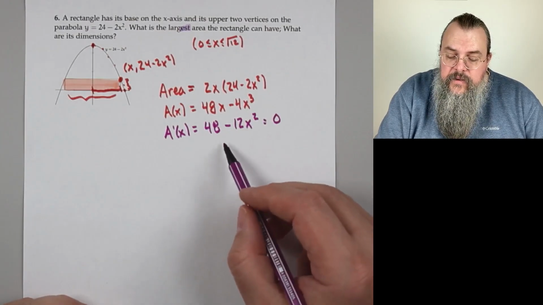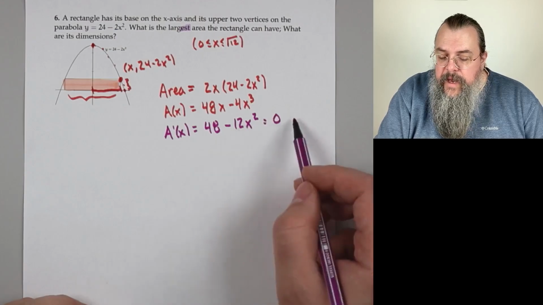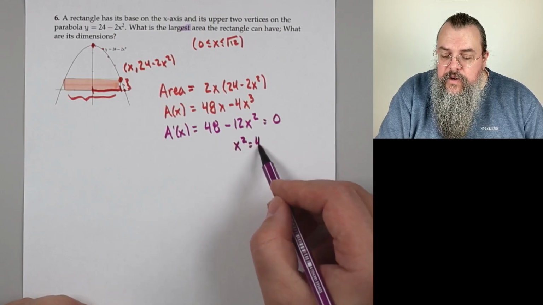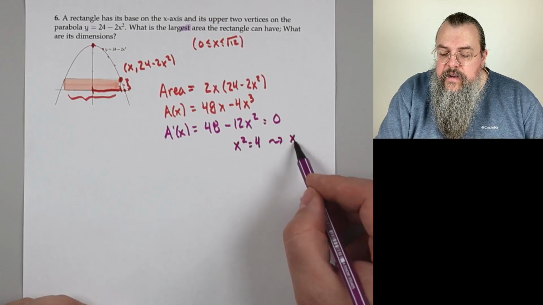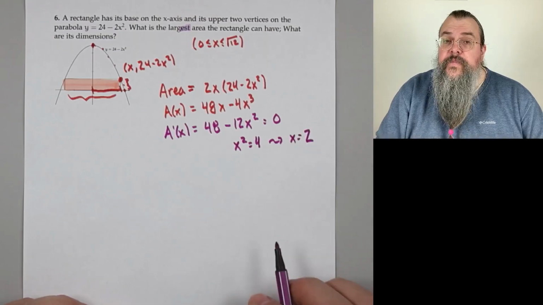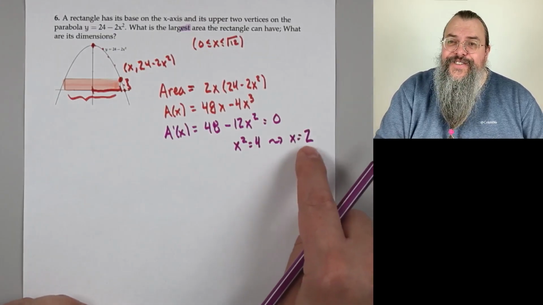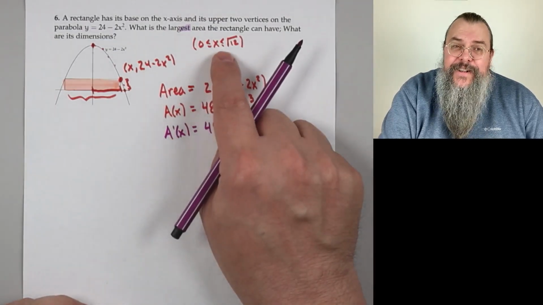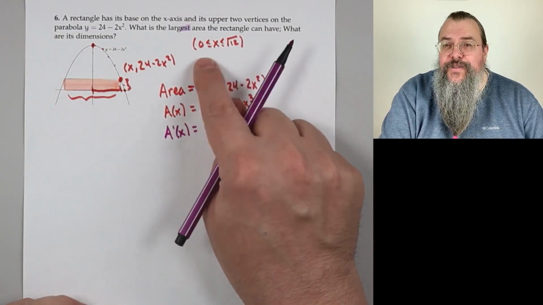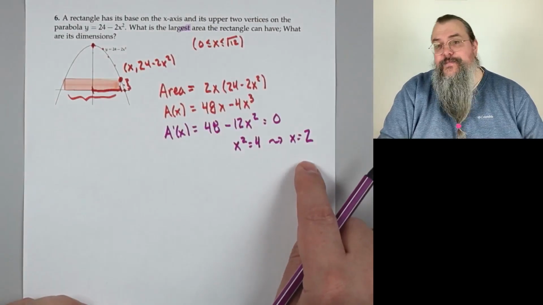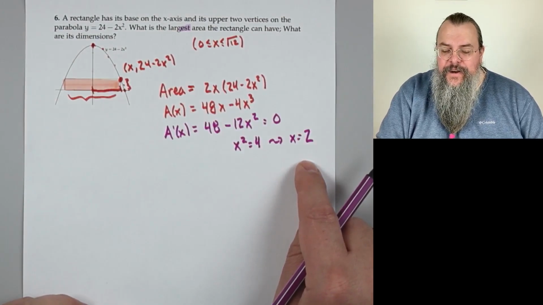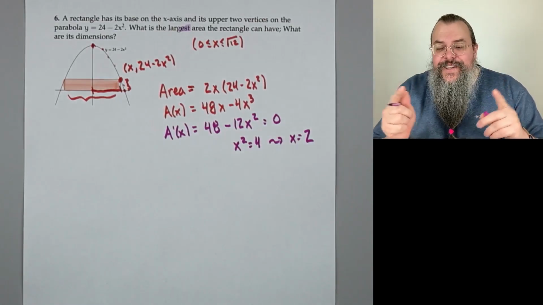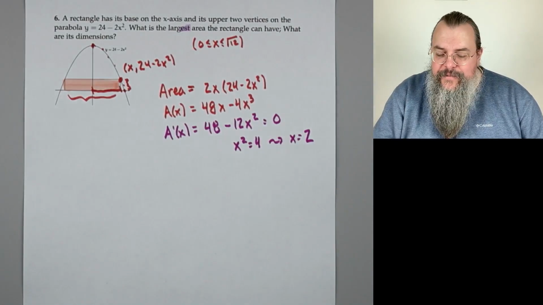Solving, you can add 12x squared and divide by 12. You get x squared has to equal 4, and so x equals 2. Now you might say, whoa, Steve, plus minus. Remember, we talked about x can only go between 0 and square root of 12, so it can't be the negative. Okay, so x equals 2. It also says you can't have a negative length. That's why we throw out the negative 2.